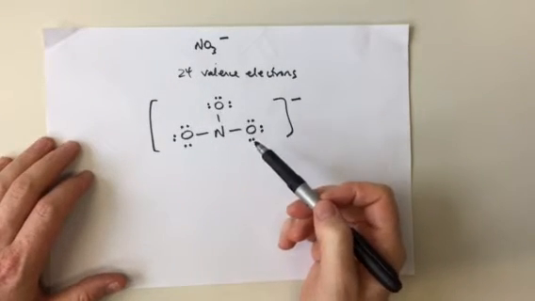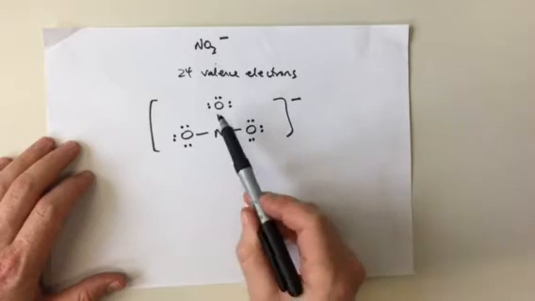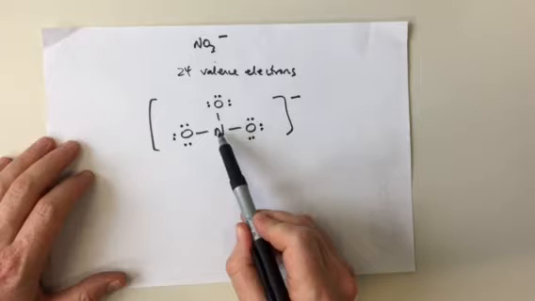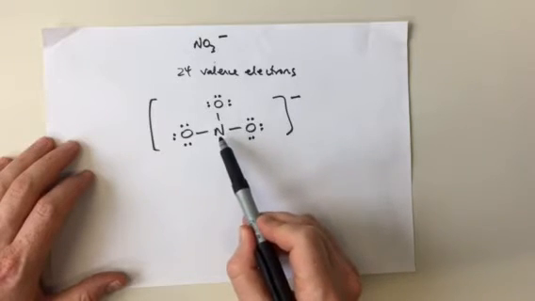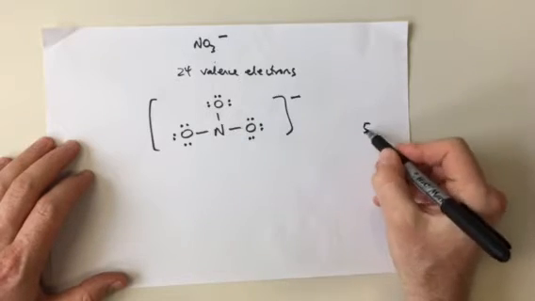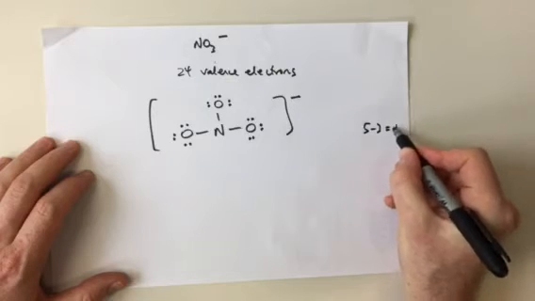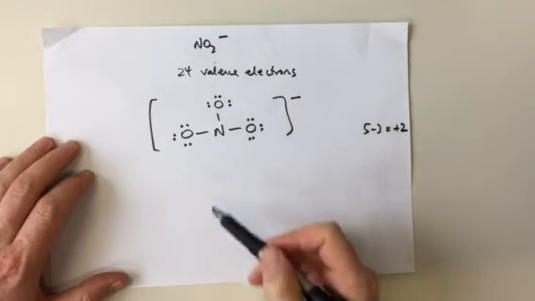Now to finish off, we've got to check that our formal charges are as close to 0 as possible. So the formal charge, we'll do the nitrogen first. The formal charge on that nitrogen is its valency, 5, minus the number of electrons that belong to it in this structure, which is 1, 2, 3. So the formal charge on the nitrogen is +2 in this structure.